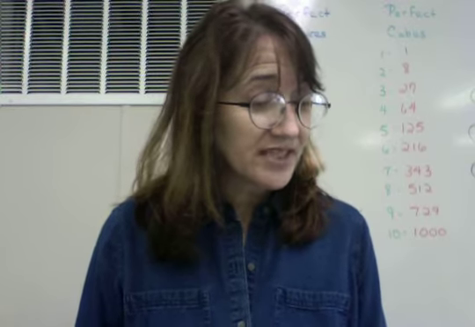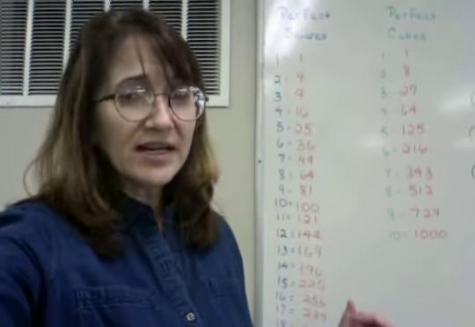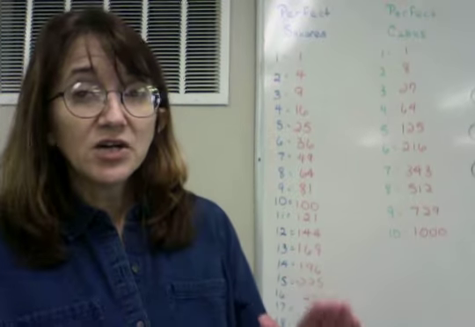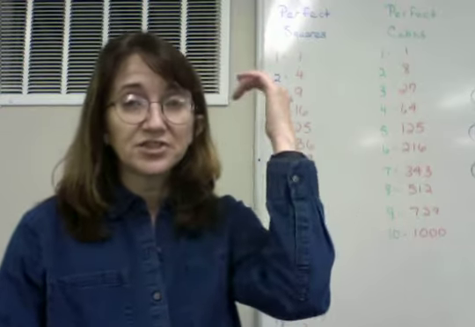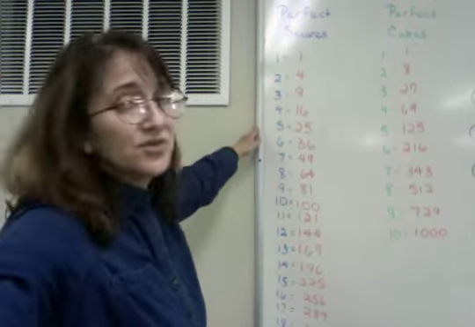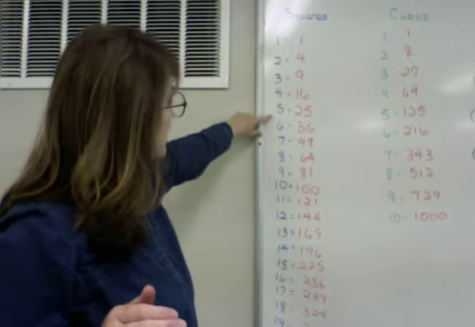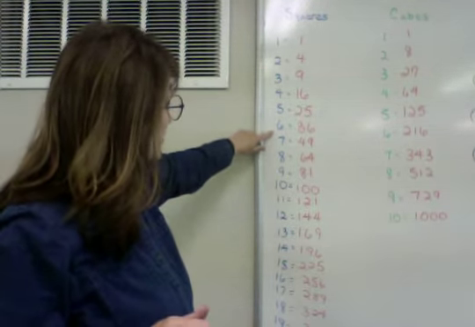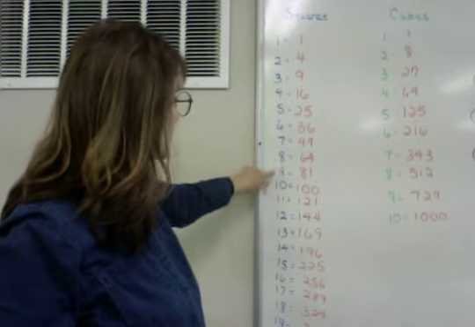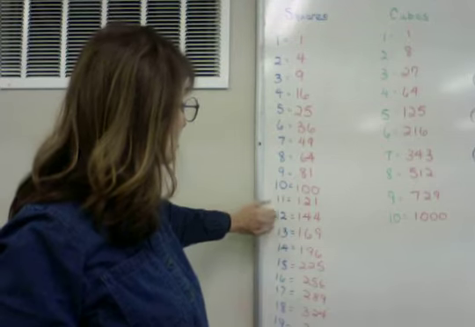So the first thing I want to do is just go over perfect squares, perfect cubes, because remember, if you recognize what these are, it helps so much with simplification. So as we're going through, perfect squares, 1 is 1, 2 is 4, 3 is 9, 4 is 16, 5 is 25, 6 is 36, 7 is 49, 8 is 64, 9 is 81, 10 is 100, 11 is 121, 12 is 144.